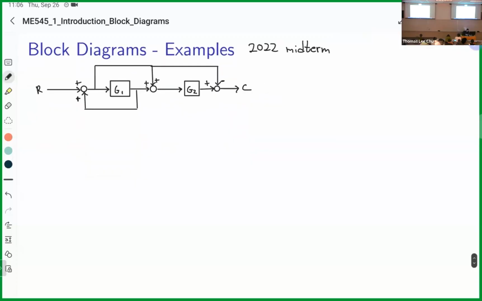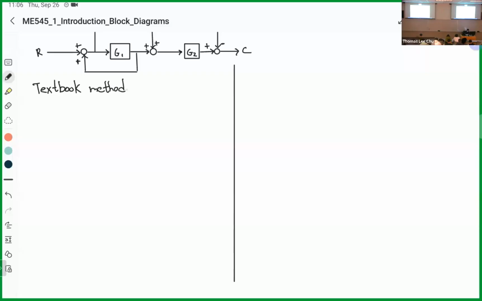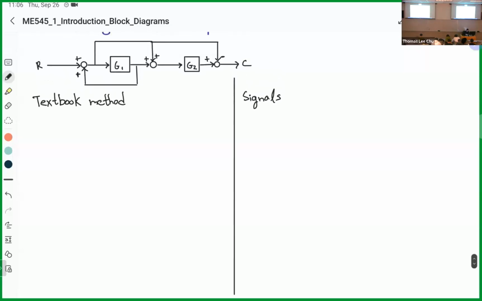So I'm going to have two methods. I'm going to split this page in half. I'll show you the textbook method first. Then I'll show you the signals method. I only started teaching this method last year. I didn't teach it the first 2 years I taught it. And I think the signals method is a lot more intuitive. But I'll have you do both. Some people still chose the textbook method, which is fine. It's a personal preference.